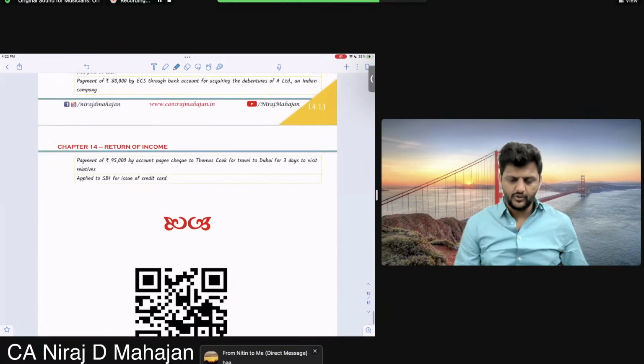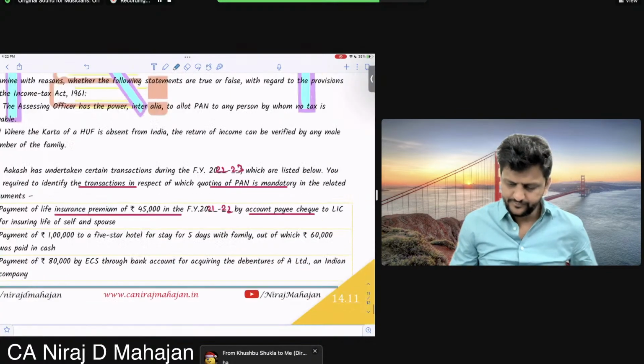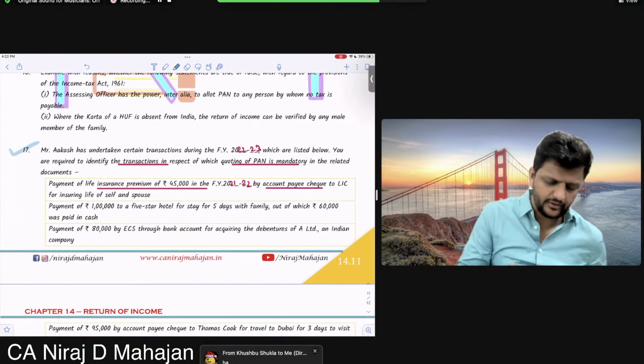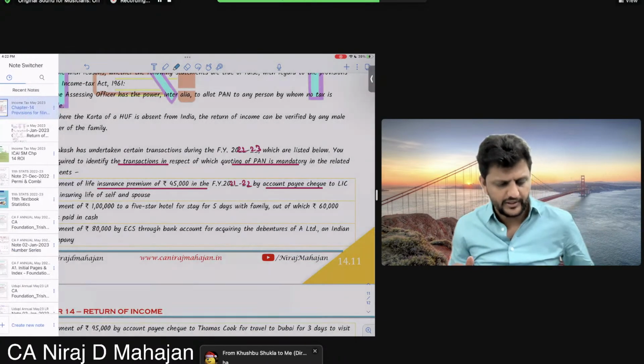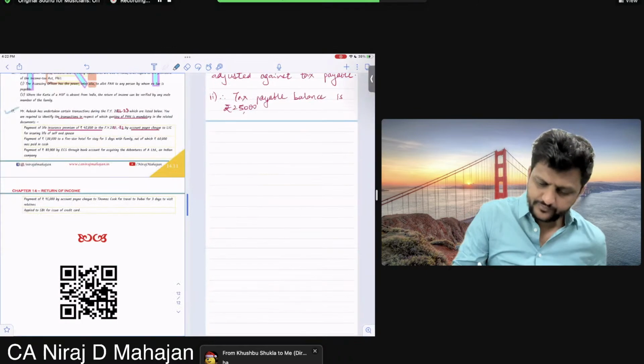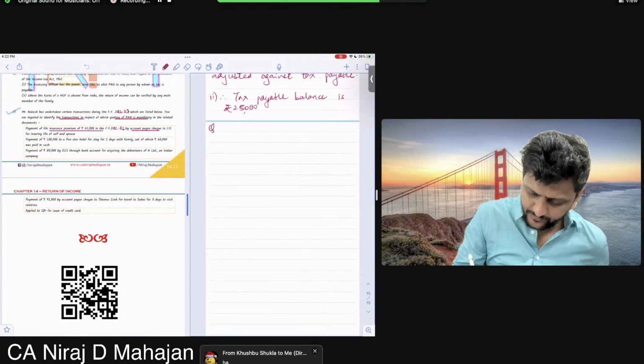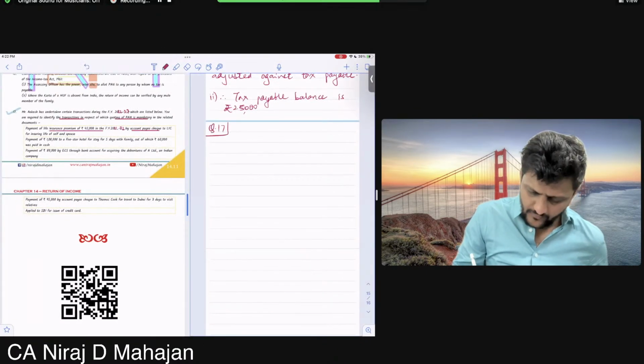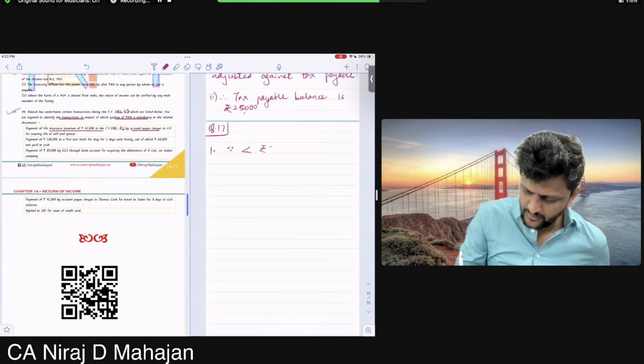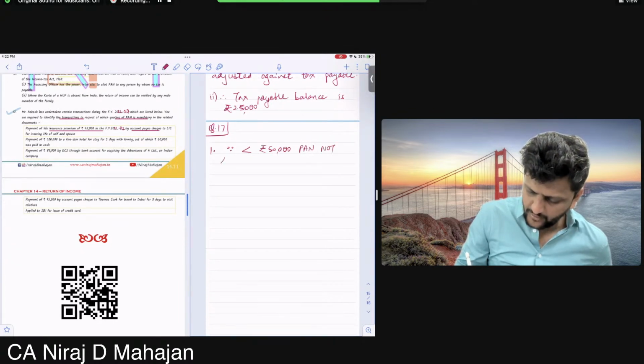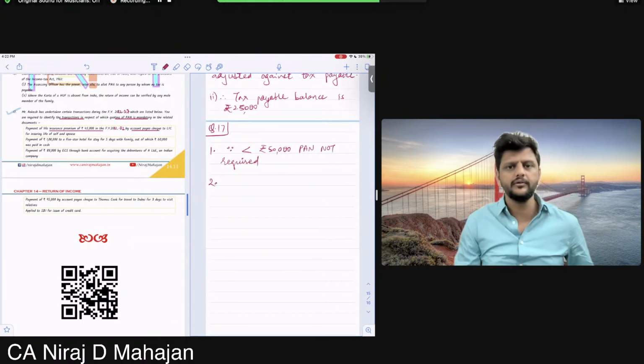Since not more than 50,000, write down. You can write down there only or in the notebook anyhow. We'll write down quickly in the notebook then. 17. Okay. First one. Since less than rupees 50,000, PAN not required.